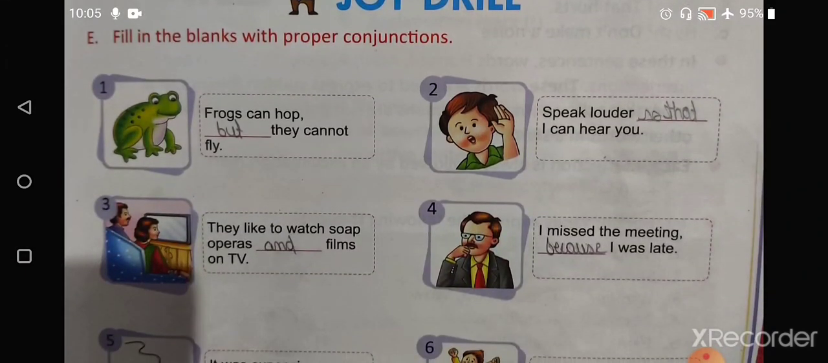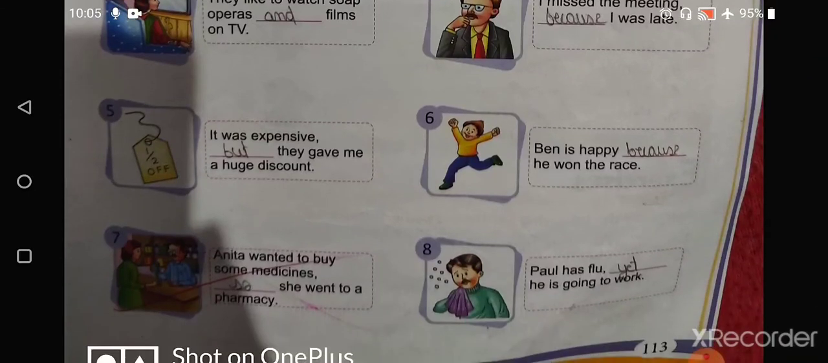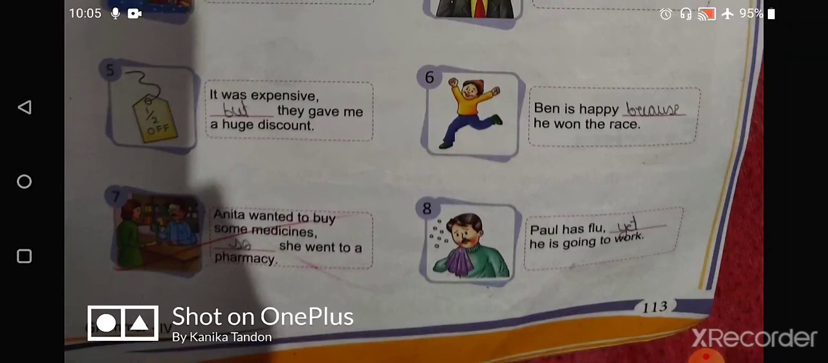Frogs can hop, but they cannot fly. Speak louder so that I can hear you. They like to watch soap operas and films on TV. I missed the meeting because I was late. It was expensive, but they gave me a huge discount. Ben is happy because he won the race. Anita wanted to buy some medicines, so she went to the pharmacy. Paul has flu, yet he is going to work.